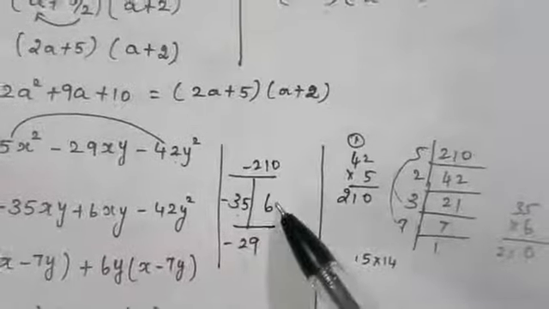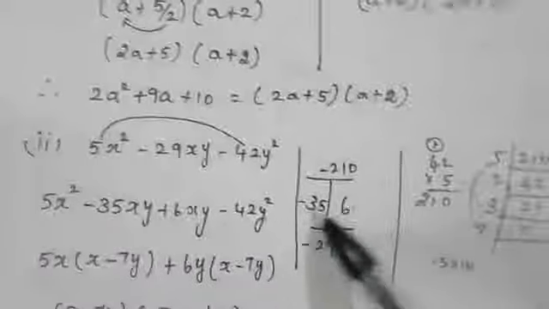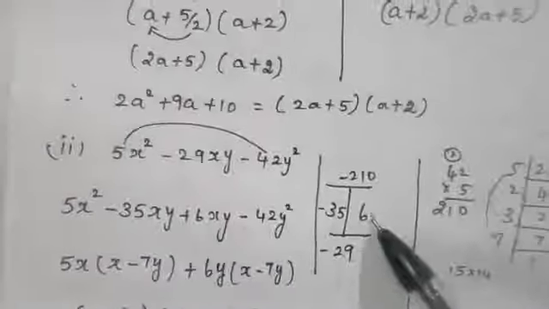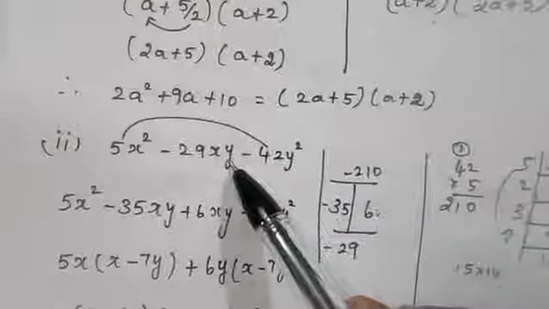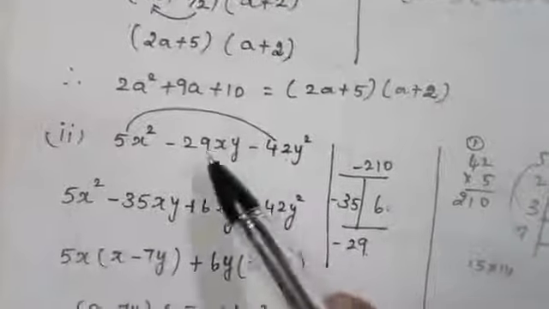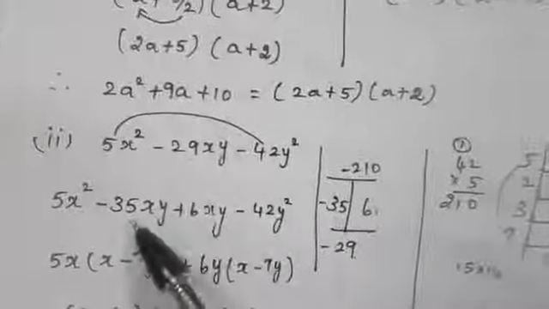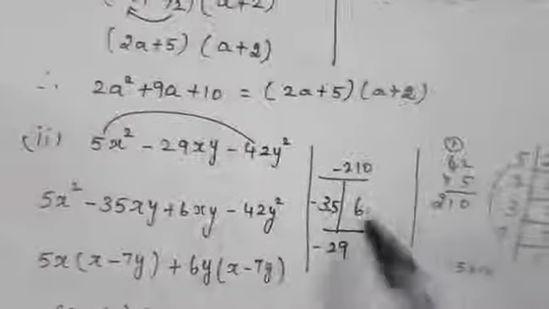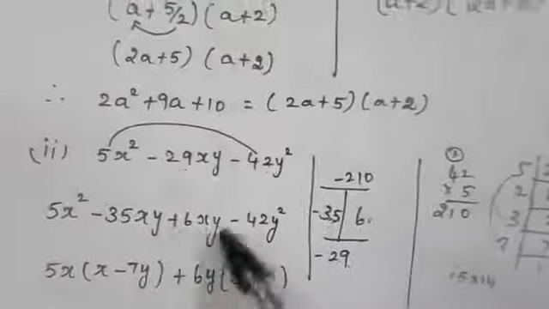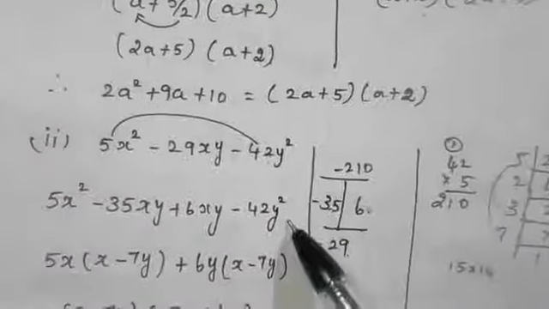So 35 minus 6 is 29. Using these two factors, you have to separate this 29xy. So 5x square, this 29xy is rewritten as 35xy plus 6xy minus 42y square.